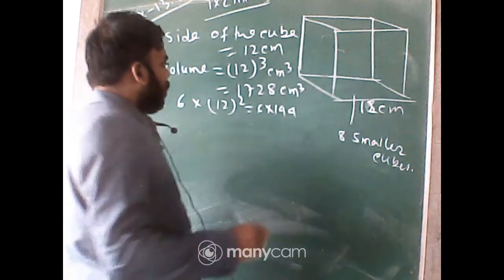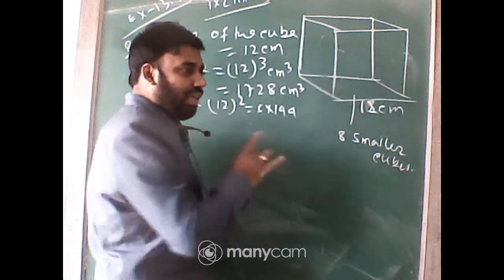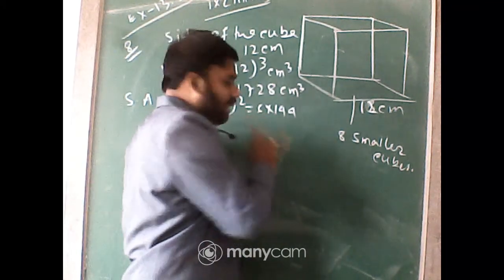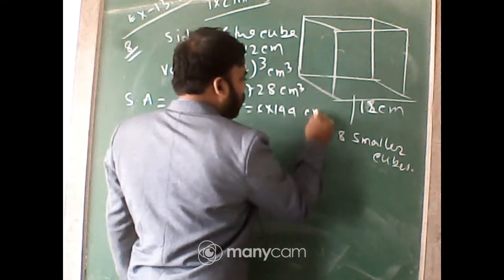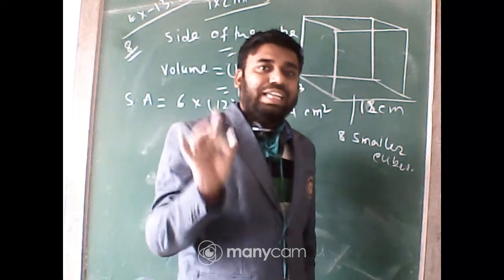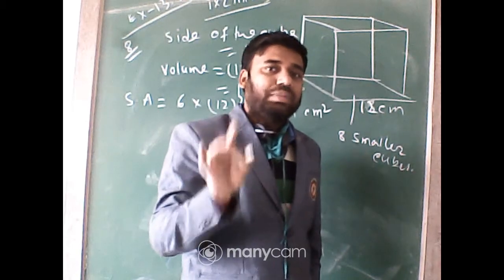Okay, we have to find the ratio, so just keep it in that form, that is centimeter square. No need for multiplication. So surface area is 6 into 144 centimeter square.